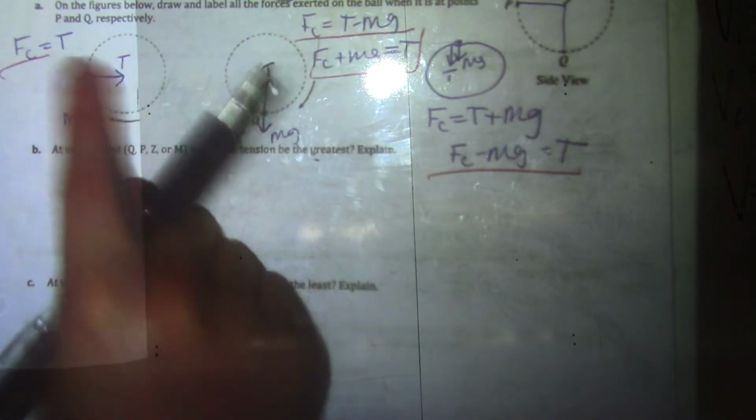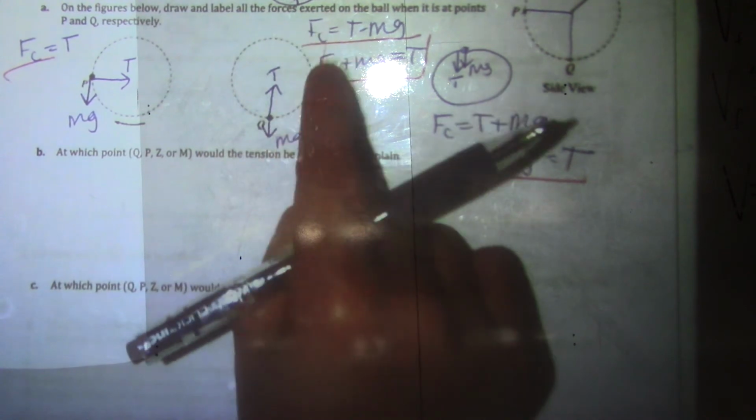So, if I have some Fc, right here my tension is equal to that. Right here my tension is equal to that plus mg. Right here my tension is equal to that minus mg. So where it is the greatest is for sure going to be point Q. What did I write here? So this helps you explain it a lot. So at point Q, your tension is equal to Fc plus mg.